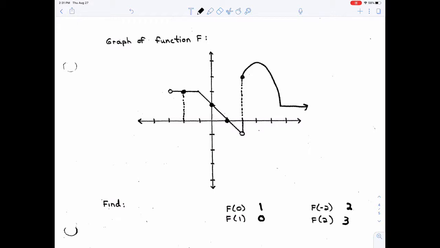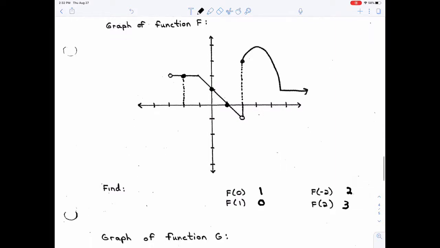And if you came up with two answers here, both negative 1 and 3, there's something wrong. Because I've told you this is a function. So each value for x gives us exactly one value for y. So we can't get two values. Okay. Let's go for one more problem.